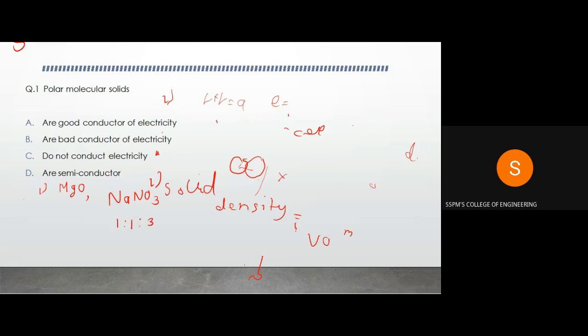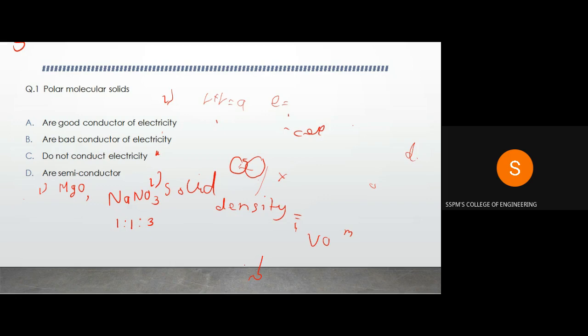So how to find the packing efficiency of BCC? The formula is 4 by 3 pi R cube into 2 upon (4R upon root of 3) cube. Okay, so total packing efficiency of BCC is 68%, and free space is 32%. How to find free space? So 100 minus 68 is equal to 32%.